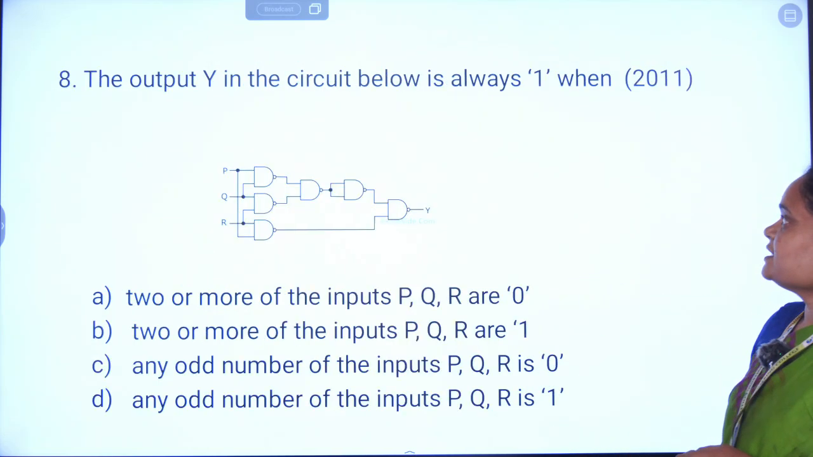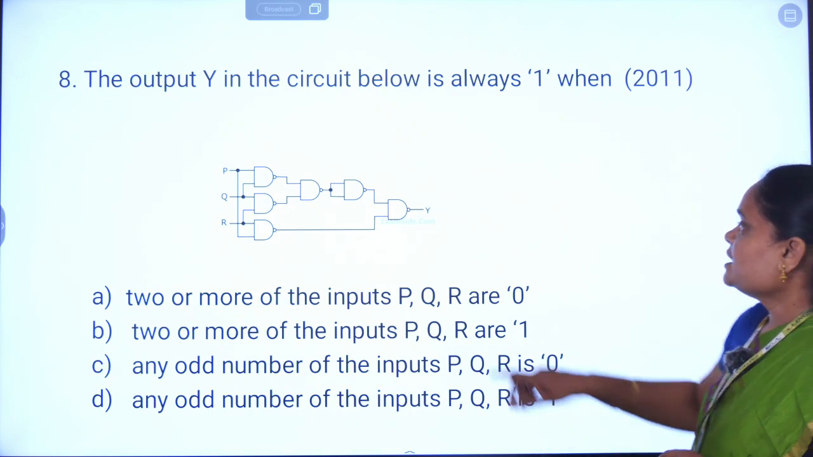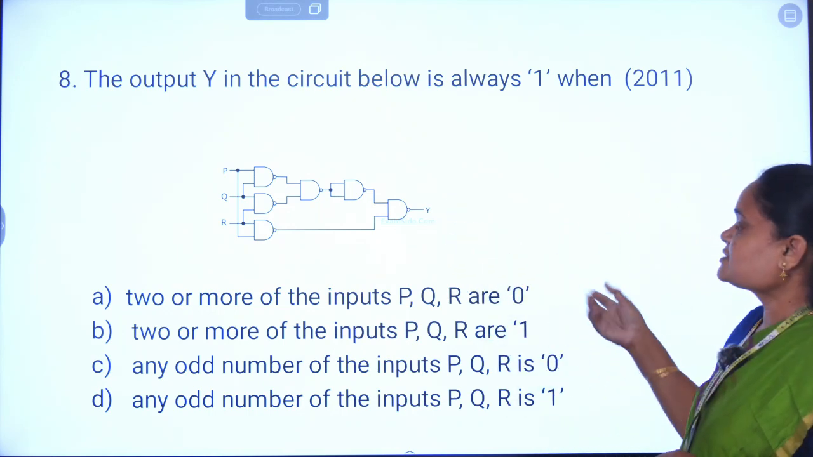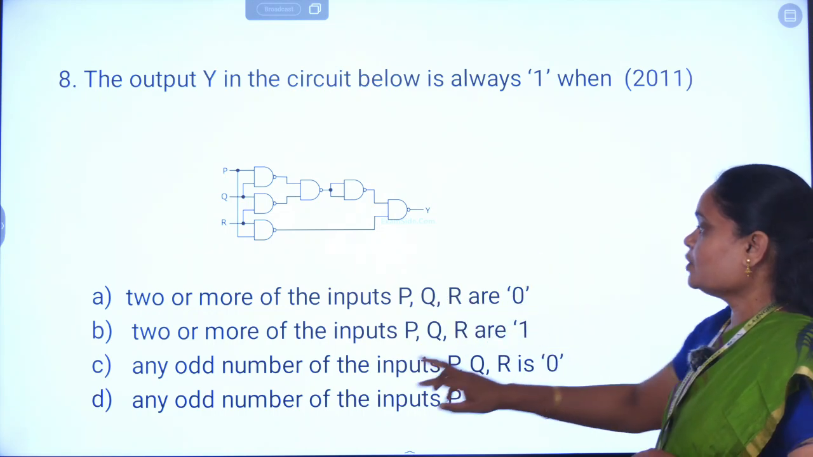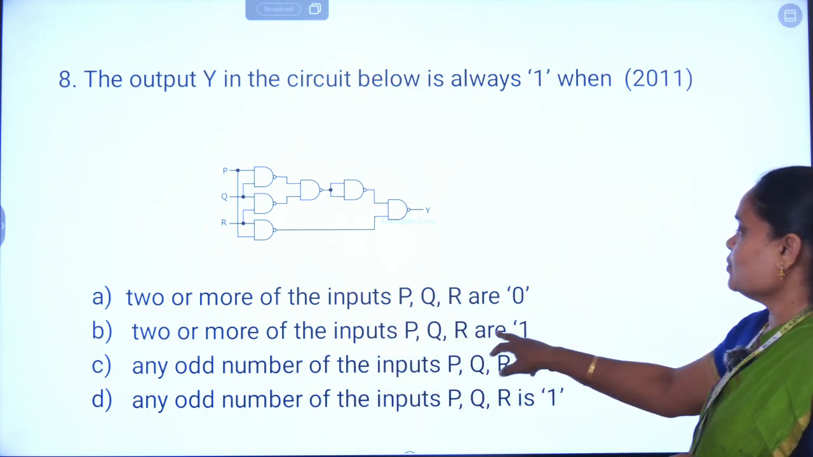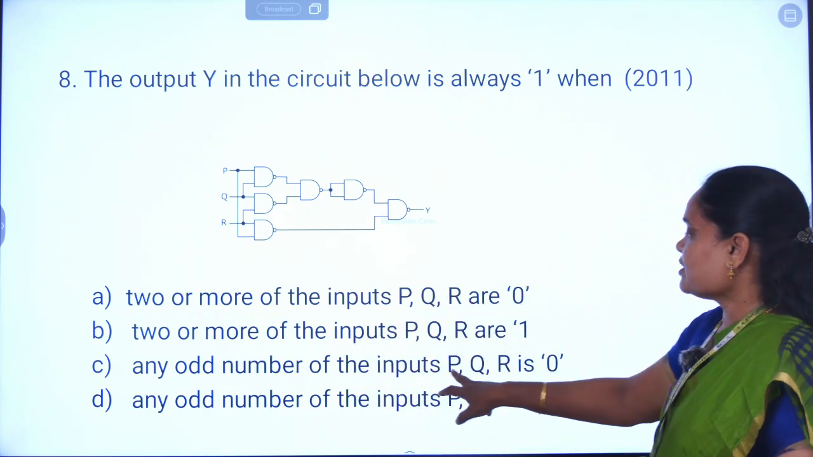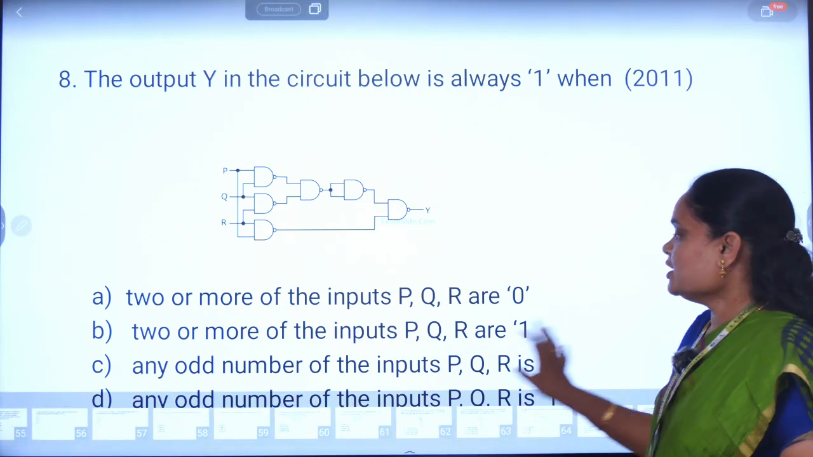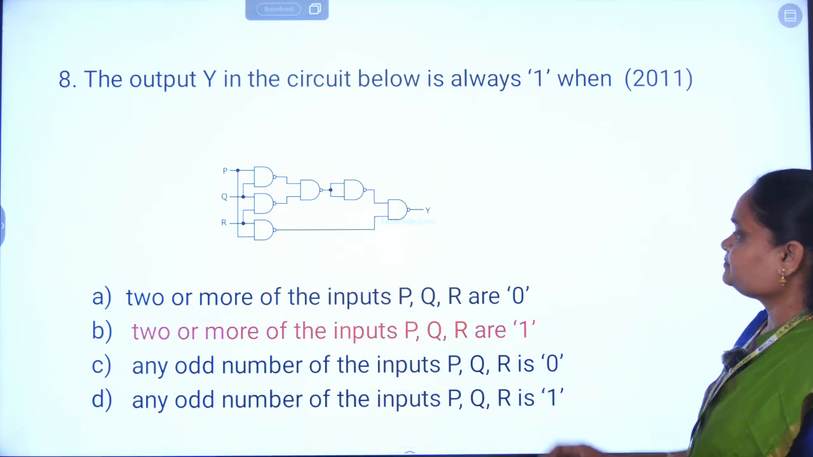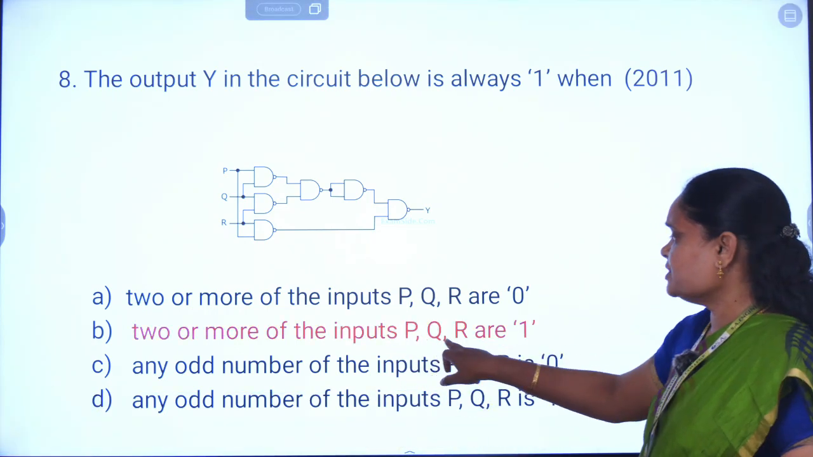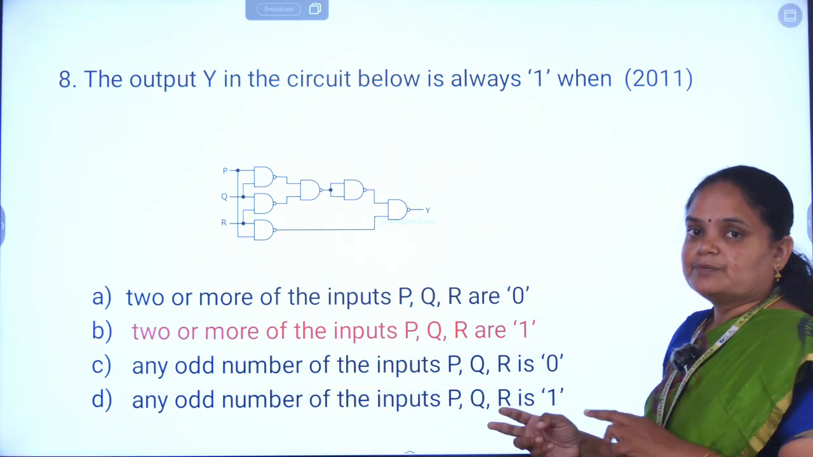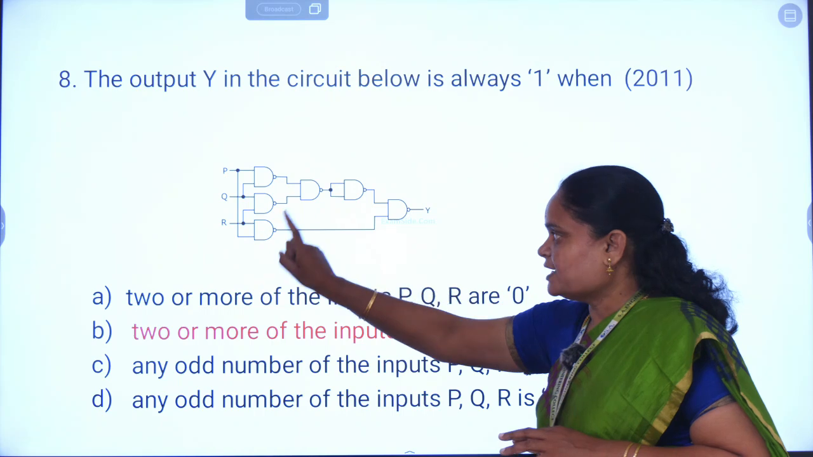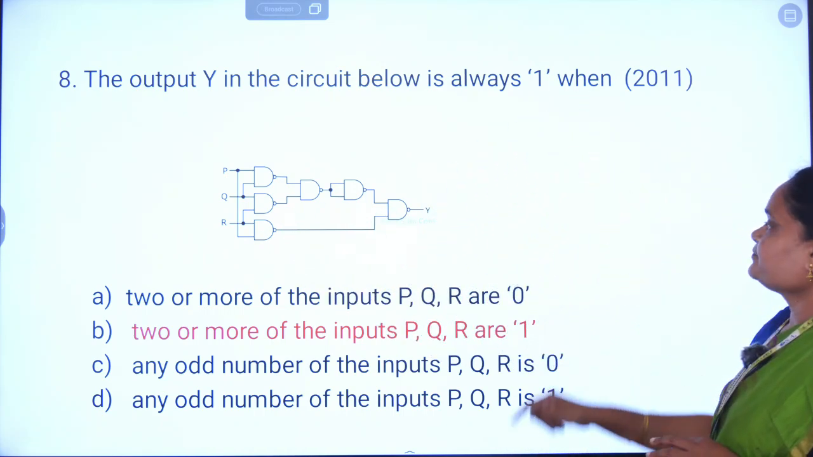The output Y in the circuit below is always 1. So the output is always 1 means what may be the option? 2 or more of the inputs P, Q, R are 0. 2 or more of the inputs P, Q, R are 1. Any odd number of the inputs is 0. Any odd number of the inputs is 1. 2 or more of the inputs P, Q are 1. So if 2 or more of the inputs P, Q are 1, the output is 1.